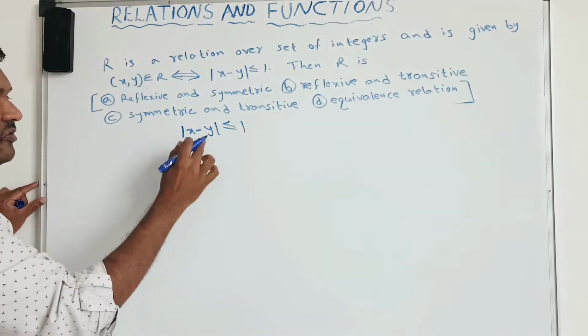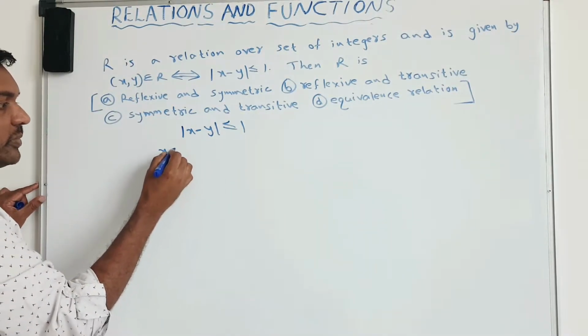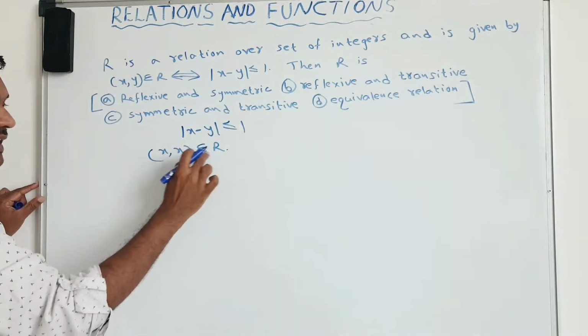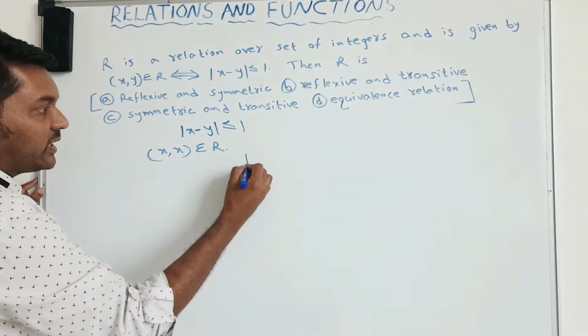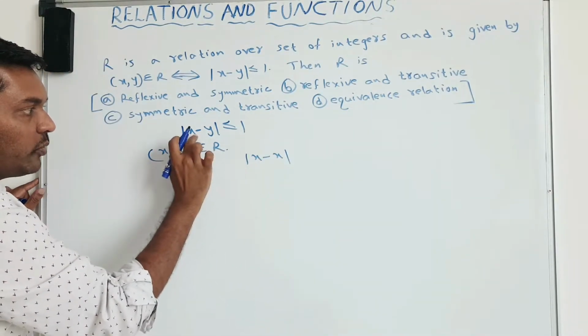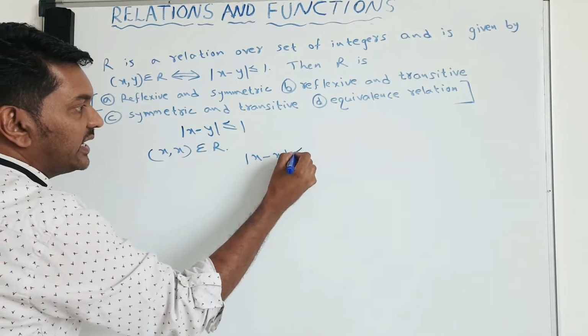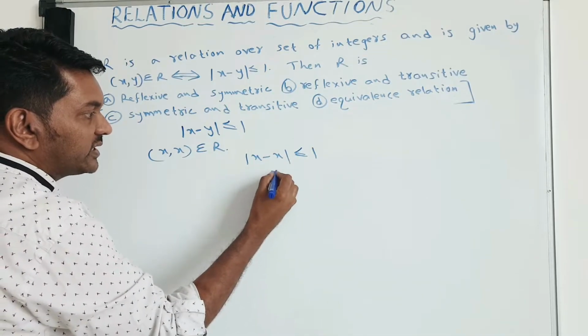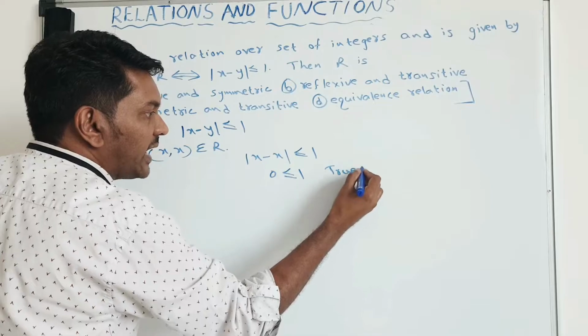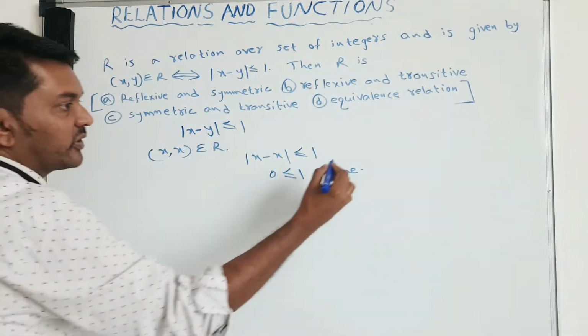First I am checking whether it is reflexive or not. To be reflexive, (x, x) should belong to R. I am checking whether it is true. I will get modulus of x minus x, that is, modulus of x minus x less than or equal to 1, which is 0 less than or equal to 1, true. That means it is a reflexive relation.